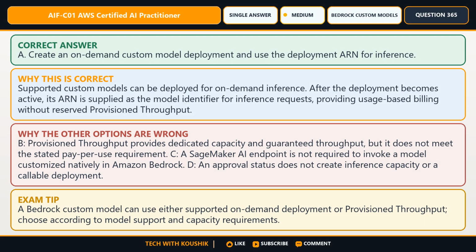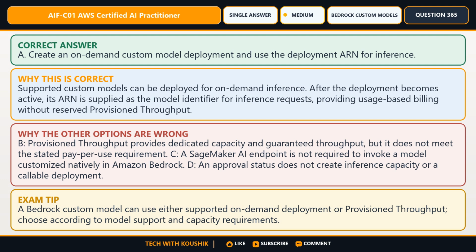The option that satisfies the complete requirement is A, create an on-demand custom model deployment and use the deployment ARN for inference. Supported custom models can be deployed for on-demand inference. After the deployment becomes active, its ARN is supplied as the model identifier for inference requests, providing usage-based billing without reserved provisioned throughput.